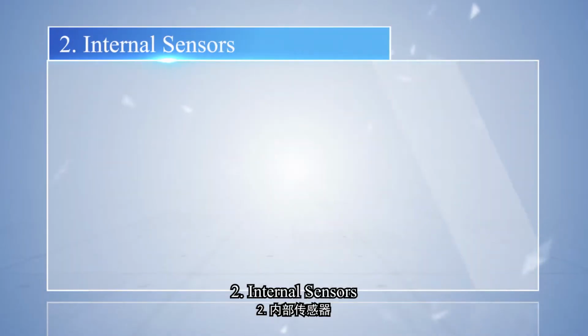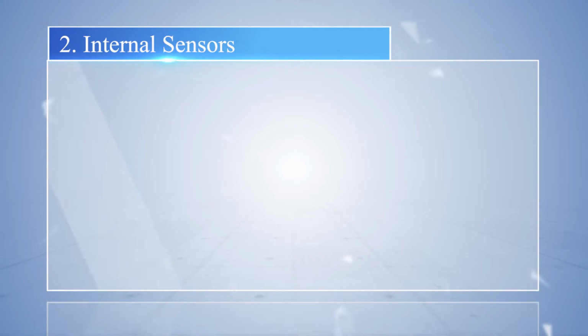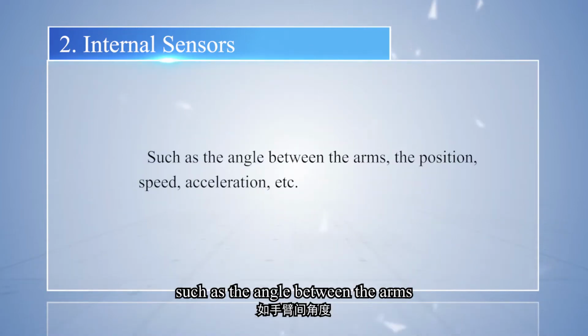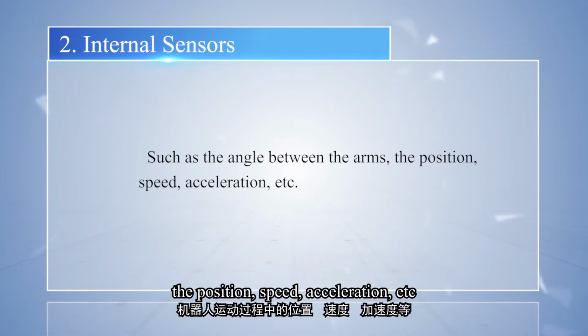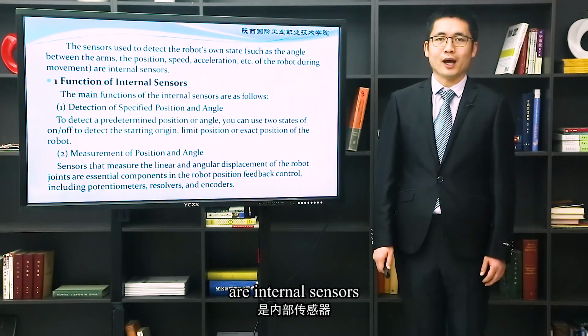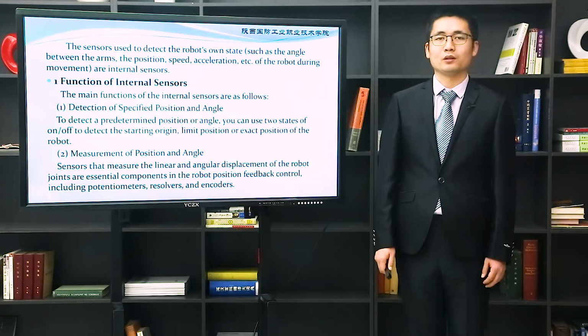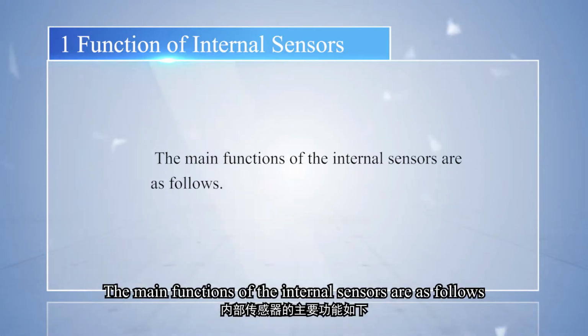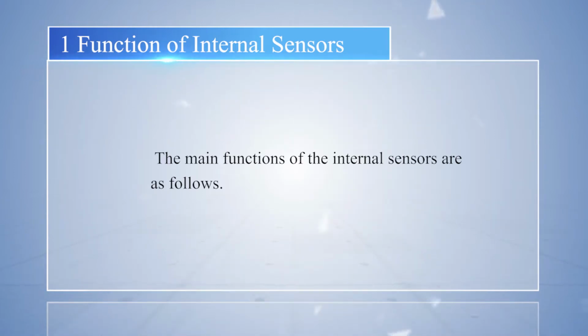2. Internal sensors. The sensors used to detect the robot's own state, such as the angle between the arms, the position, speed, acceleration, etc., of the robot during movement are internal sensors. 1. Function of internal sensors. The main functions of internal sensors are as follows.